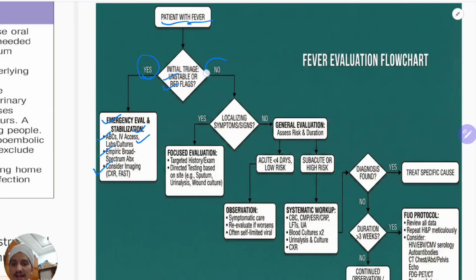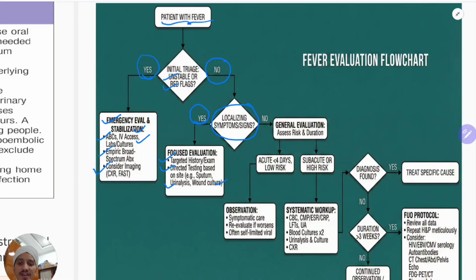Now if the patient is stable and doesn't have red flags, then you will search for any localizing symptom or sign in these patients. If you have a localizing sign and symptom, targeted history and examination should be done. Direct testing based upon the site. For example, if chest is involved, sputum you can give for microscopy and culture. If there is burning micturition, you can give urine for microscopy and culture, wound culture.